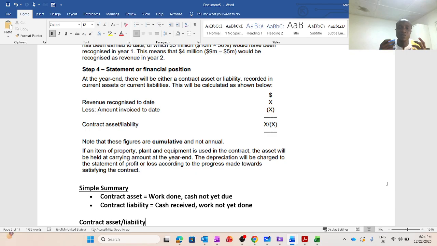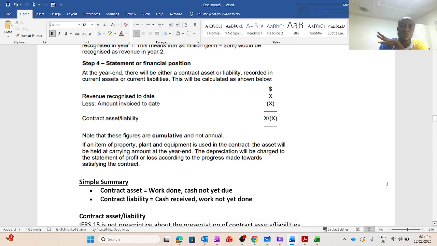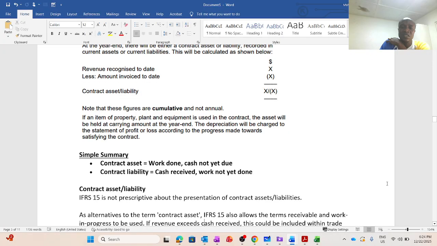Alternatively, if we have received cash, but the work has not yet been completed, then it means it is a liability to the construction company. It's an obligation to the construction company. So this is the distinction between the contract asset and the contract liability.